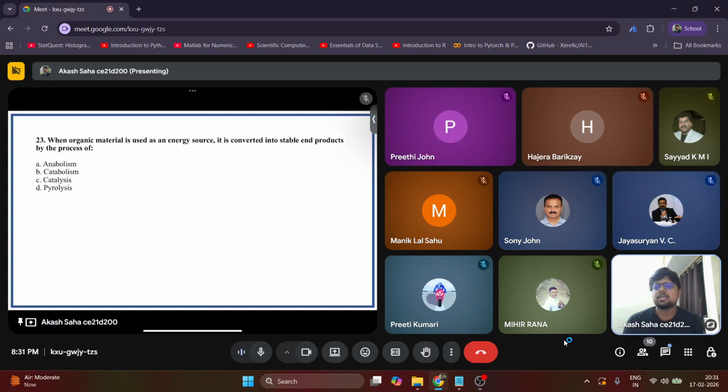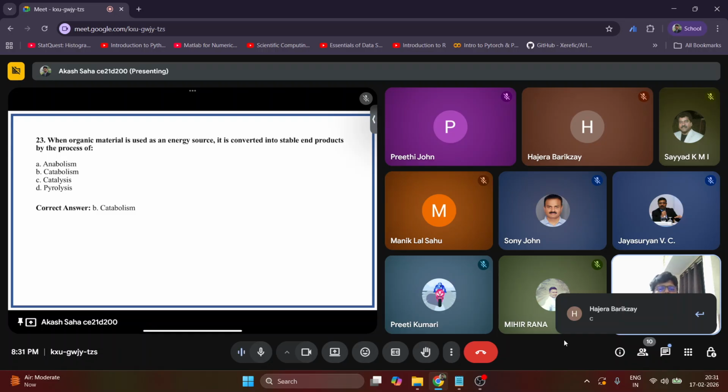When organic matter is used as an energy source, it is converted into stable end products by the process of anabolism, catabolism, catalysis, or pyrolysis. What is it called? It is not catalysis, it is called catabolism. Catalysis is where some catalysts are added for some reaction. So it is called catabolism, where organic material is used as an energy source and converted into stable products.